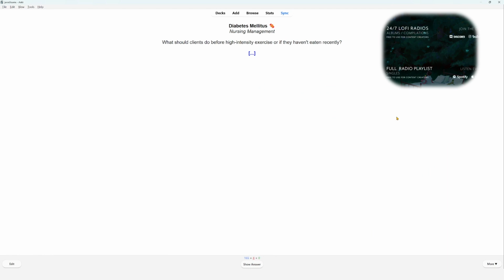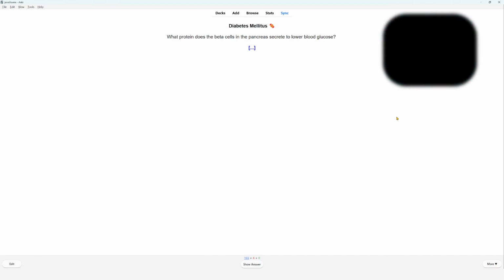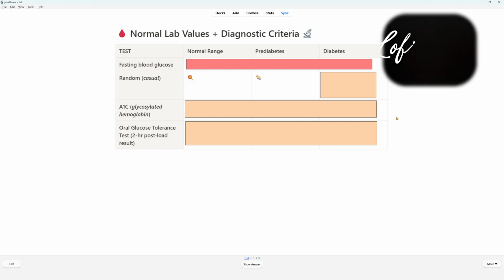What should clients do before high intensity exercise or if they haven't eaten recently? Have a carb snack. What protein do the beta cells in the pancreas secrete to lower blood glucose? That is insulin. All right, so now we've got our image occlusion here.